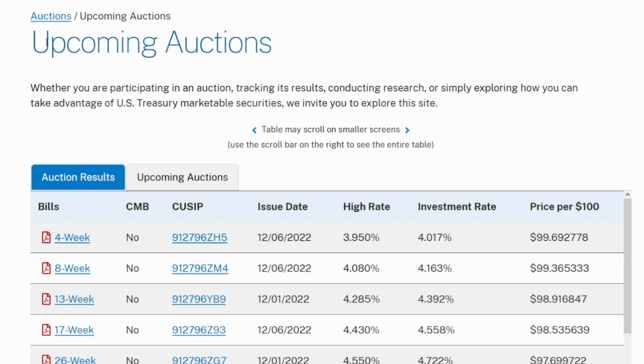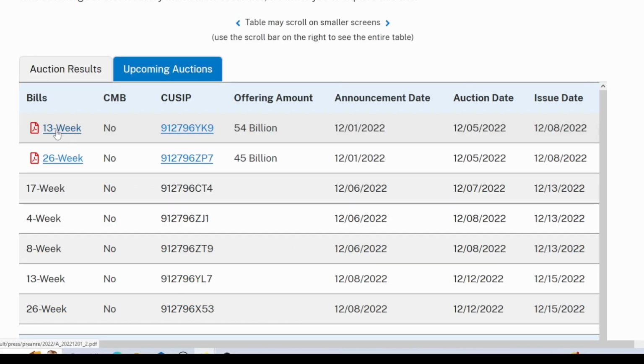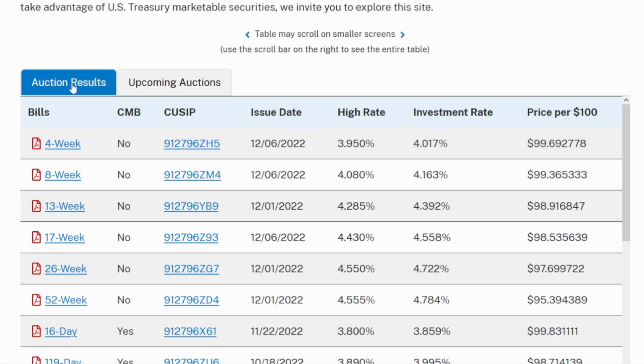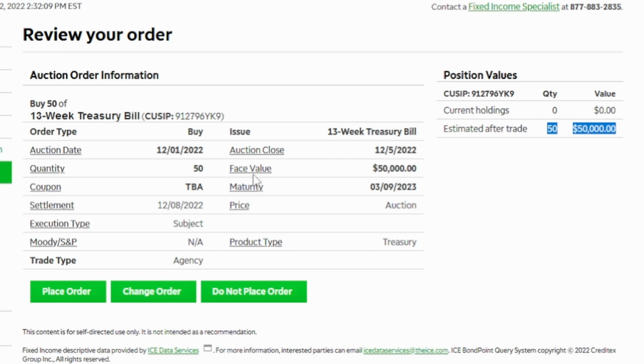But anyway, upcoming auctions. So here are the upcoming auctions. This is the 13-week that I'm looking to buy, but there is no info about it. So you could look at auction results. So the last 13-week had an issue date of December 1st, and it had a price of 98.91 for an investment rate of 4.39%. So just know that that's approximately what you're going to get when you buy this next auction 13-week Treasury bill that happens on December 5th.